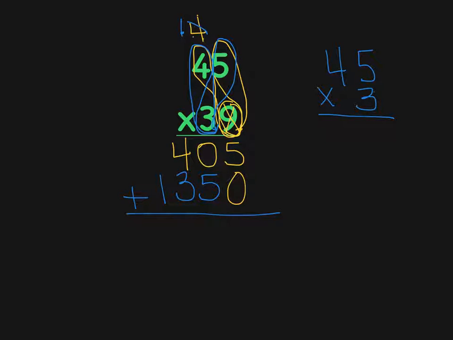I can check it again. 5 times 3 is 15. Put down the 5, carry the 1. 4 times 3 is 12. Plus 1 is 13. And then I'm like, oh yes, remember? Sucked off my 0, put the 0 back on, and there it is.